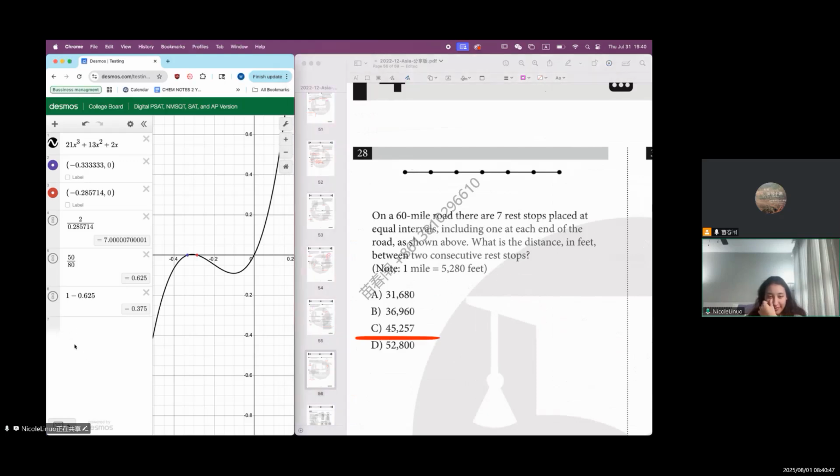You did this in a hurry, right? I did the what part? You did the test in a hurry, right? Yes. I had like 3 hours to do 3 tests. So on a 60-mile road, there are 7 rest stops placed at equal intervals, including 1 at each end of the road. What is the distance in feet between 2 consecutive rest stops?